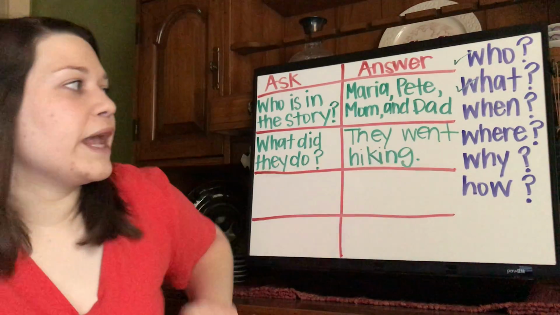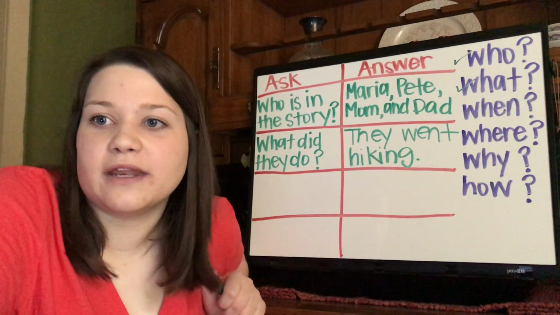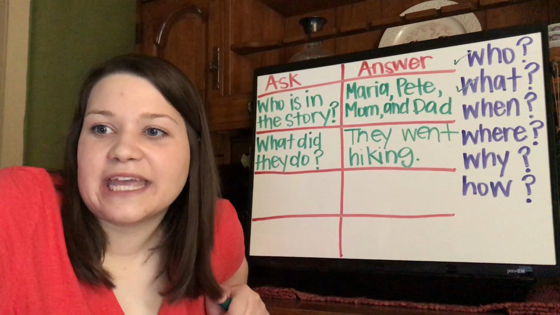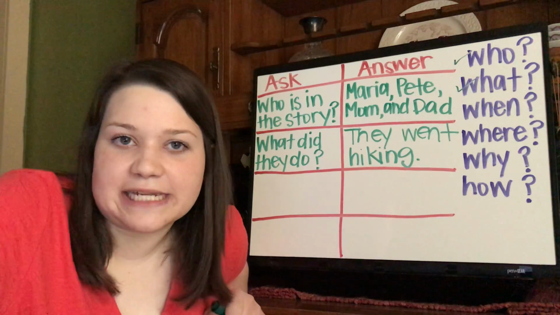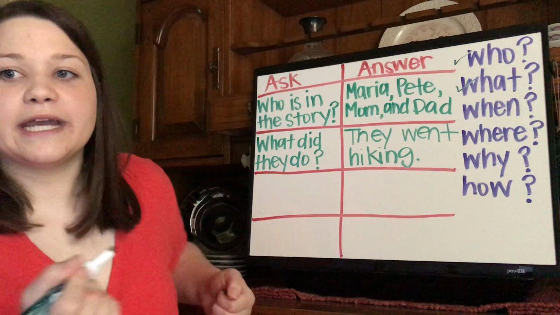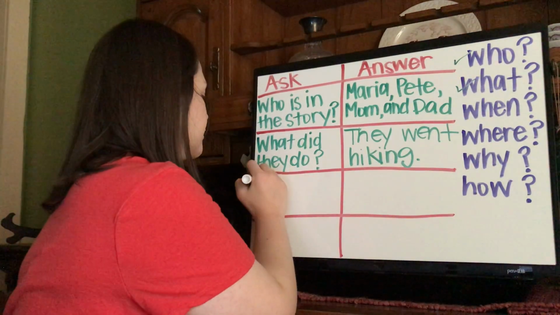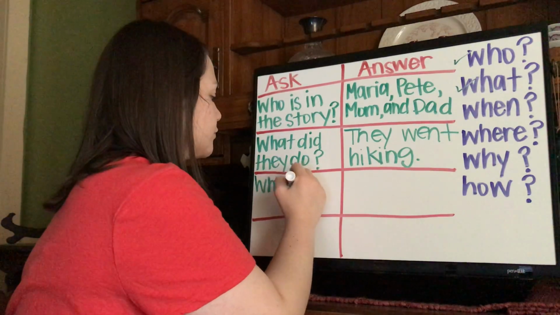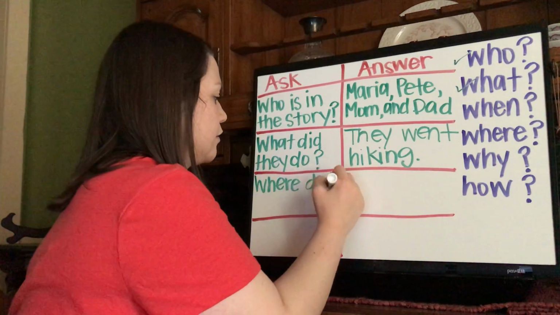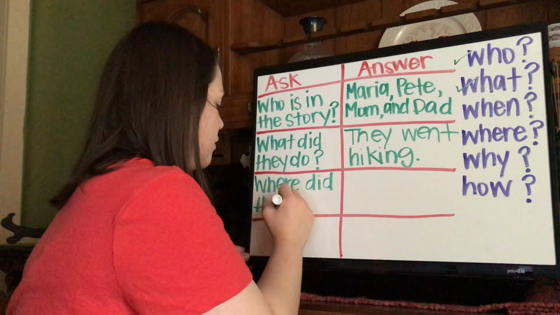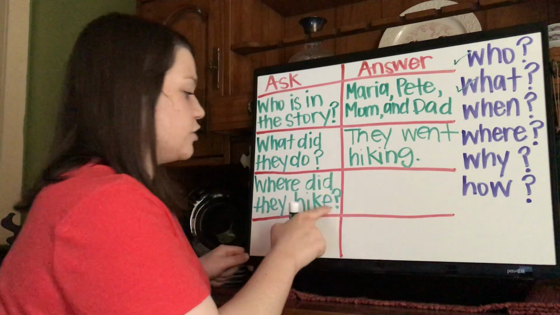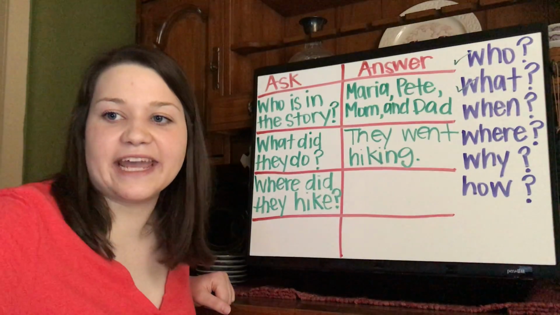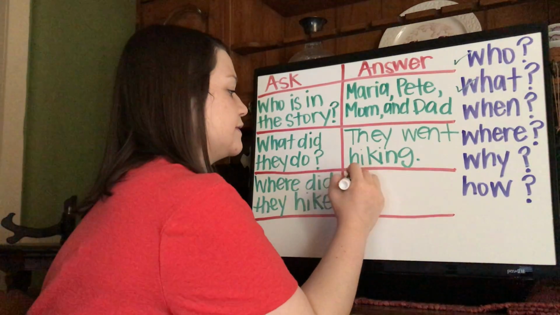The next word says where. So that's talking about the setting again, when and where the story takes place. I can look at the pictures and see that they are hiking in the mountains. So I could say, where did they hike as my next question? Where did they hike? Make sure you put your question mark. They hiked in the mountains.